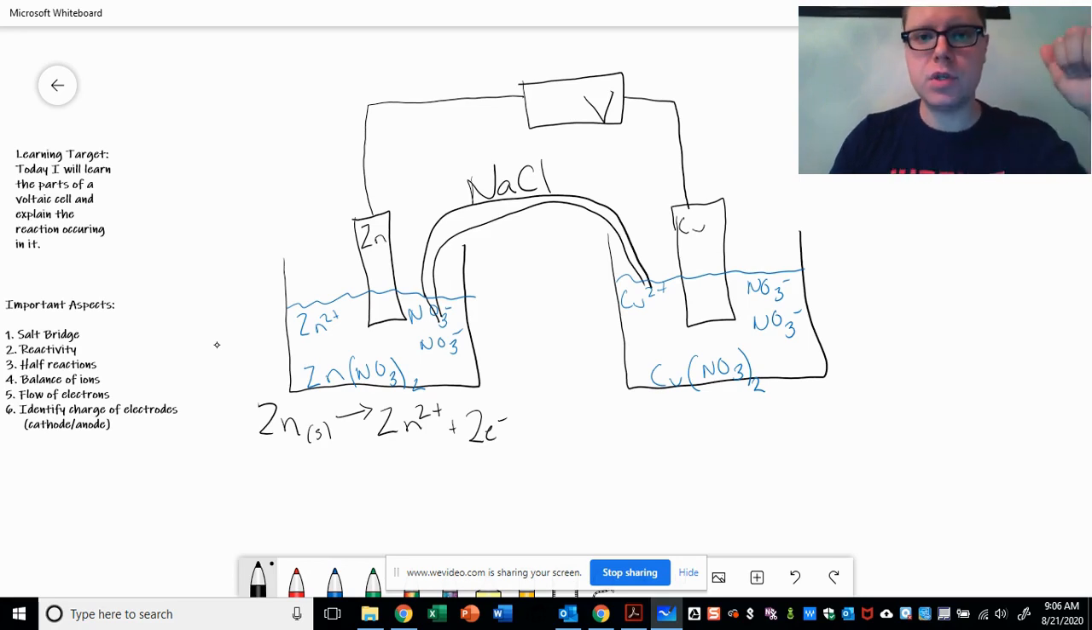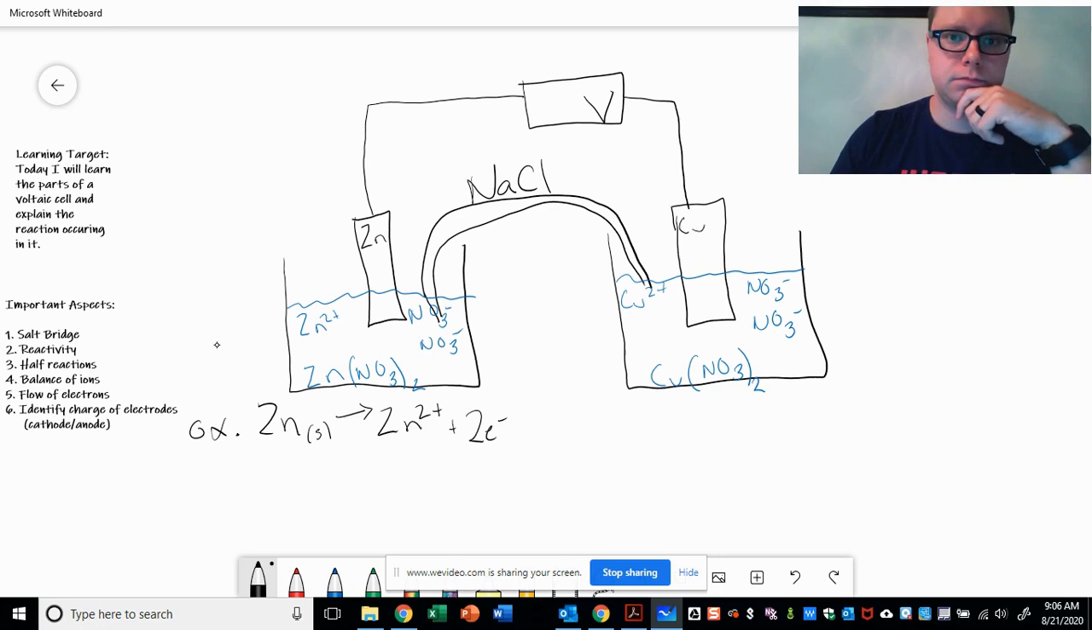So let's think back to our saying. How do we remember oxidation reduction? Oil rig, right? So here your zinc is losing electrons. Since it's on the right side of the reaction, it's a loss. So we know this is an oxidation. So I'm just going to put OX, oxidation reaction.